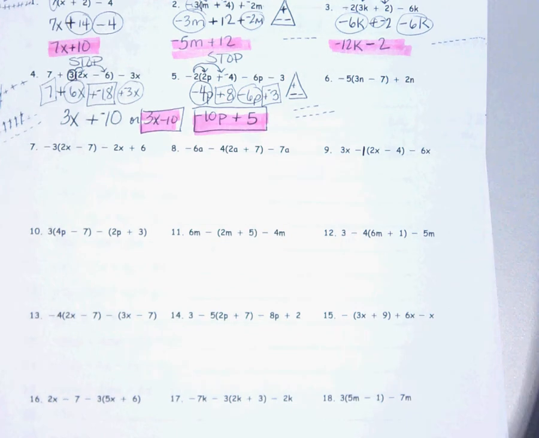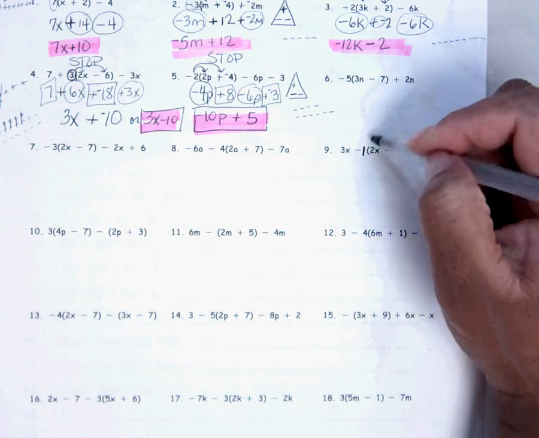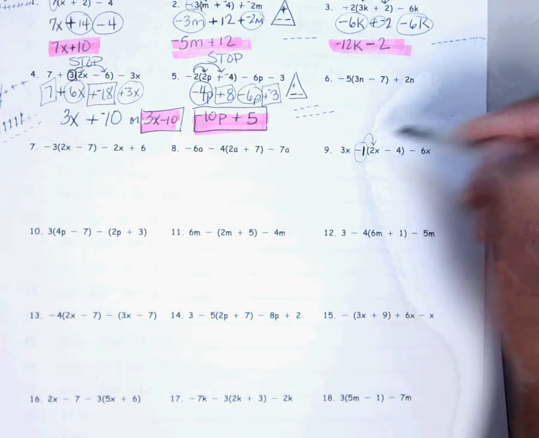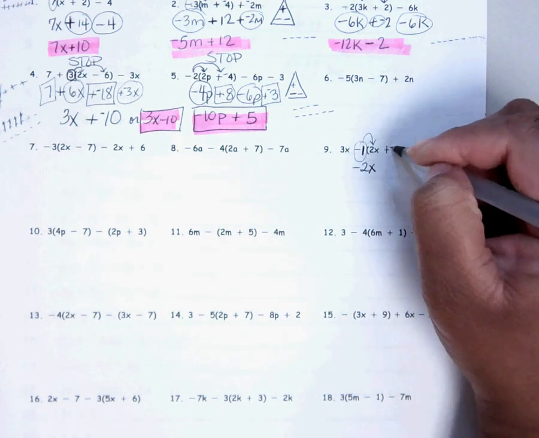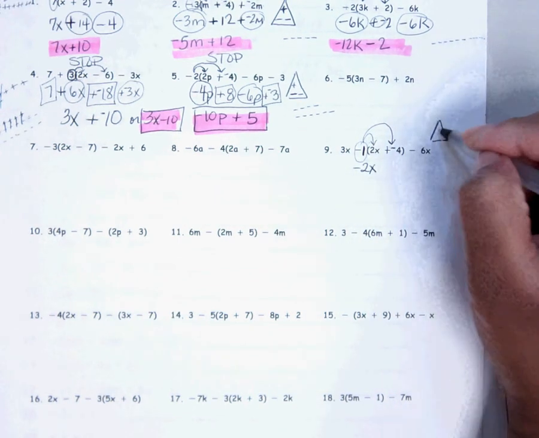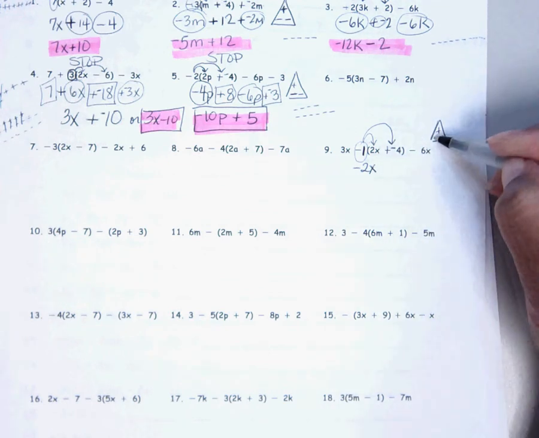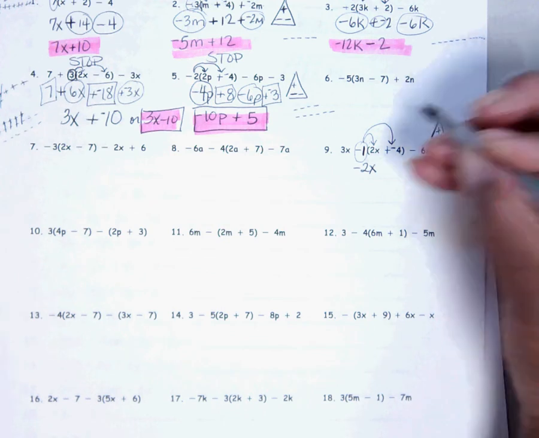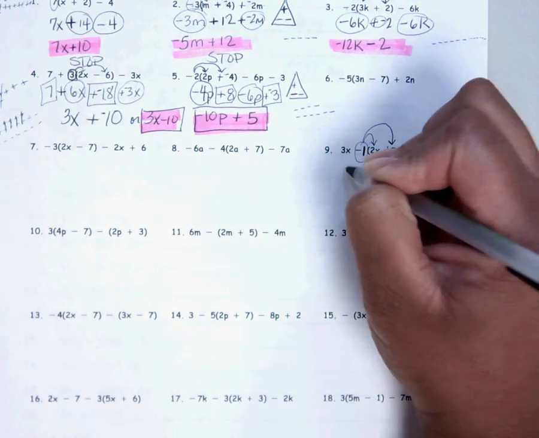Okay? So what you have to do, whenever there's a minus sign, but you don't see a number there, in front of the parentheses, make sure you put in a 1. So now we're going to do negative 1 times 2x is negative 2x. Negative 1 times, make that plus a negative, negative 1 times negative 4. A negative 1 times a negative 4 is a positive 4. So, plus 4. Now we bring everything else down.